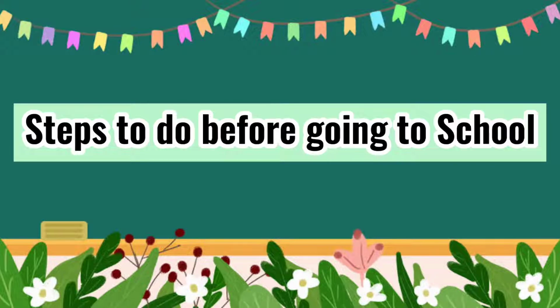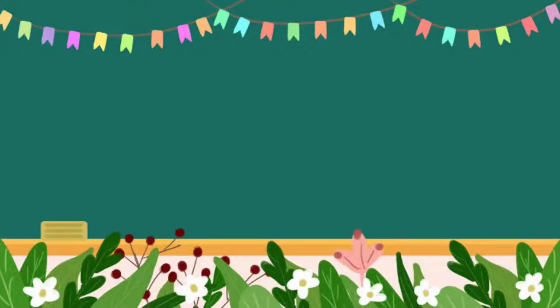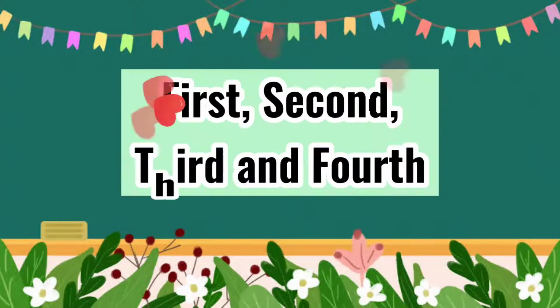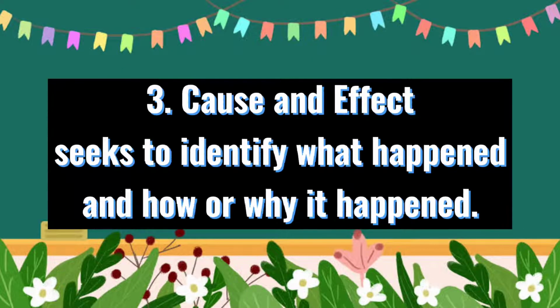What are the transition words used in the text? Very good. We have first, second, third, and fourth. These words will show us how the text or the information is arranged in chronological order. Number 3, cause and effect. Seeks to identify what happened and how or why it happened.